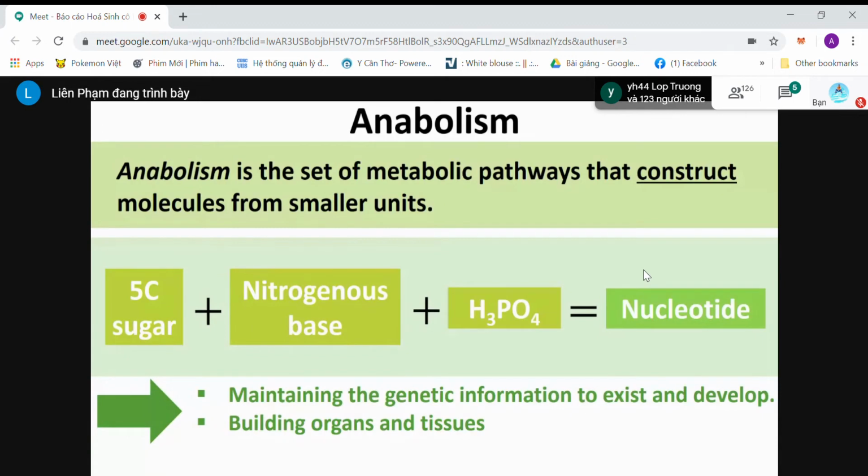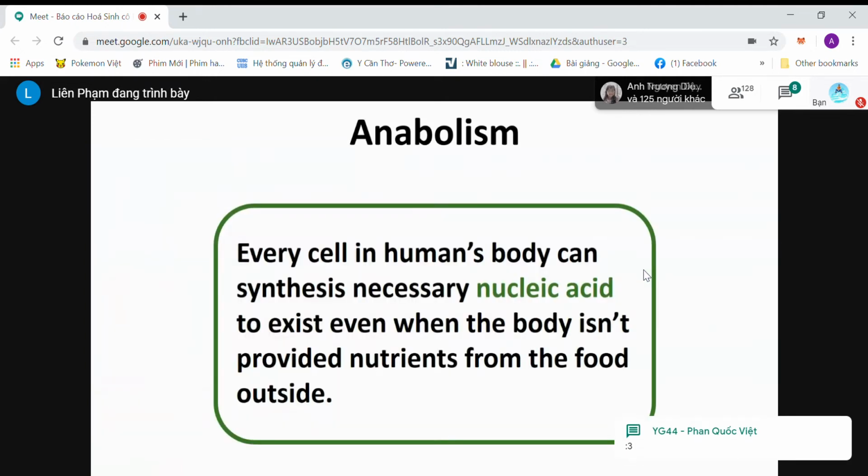Through many chemical reactions from pentose sugar, nitrogenous base, and phosphoric acid, nucleotide molecules are created, as you can see here. Anabolic processes build organs and tissues. They help to maintain the genetic information through many generations of cells to make the human body exist and develop. And every cell in the human body can synthesize necessary nucleic acid to exist even when the body isn't provided nutrients from food outside.